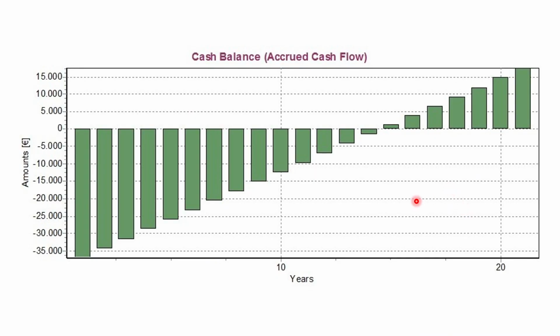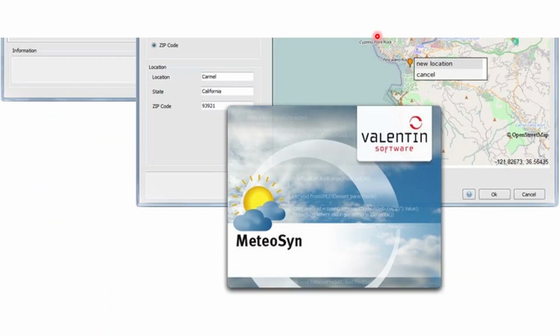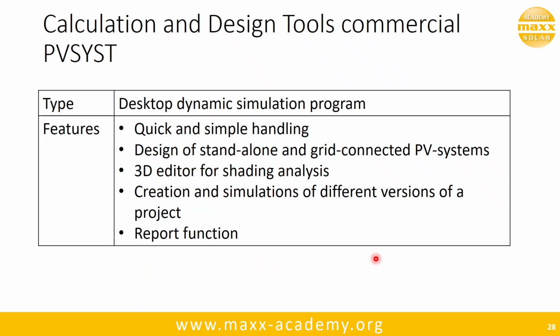This is an example of the financial analysis that the application can do. We've got your cumulative cash flow and your break-even point, in addition to various other financials like ROI and levelized cost of energy and so forth. It uses the Meteosyn database that we talked about previously, which is all the weather data accumulated from weather stations and satellites over the years.